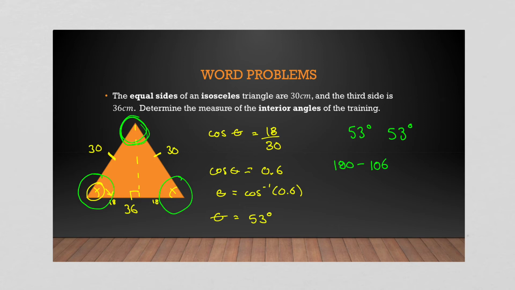So we end up with the angle of 180 minus 106, 74 degrees. So we have angles 53, 53, and 74. So here are the visuals given to you, but you'll have to draw the visual yourself in many instances. So just be prepared to do that.